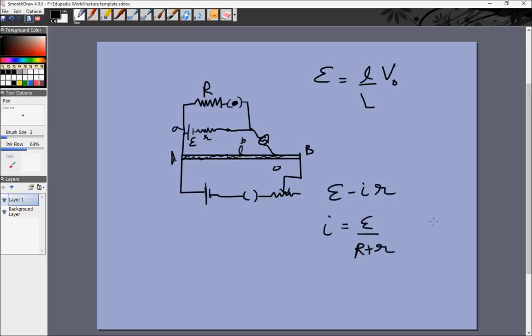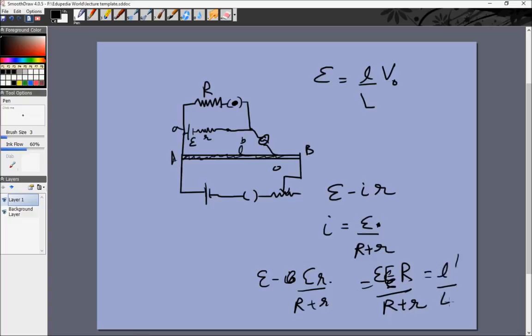Again, the good thing about potentiometers versus voltmeters is that we are not absorbing any current from this circuit, so this circuit will just behave as a standard circuit with two resistances in series. Putting this value here, we'll get E minus E by R plus r times small r, which is E into capital R by R plus r. So this is the new potential difference, and this, let's say, is equal to l dash by L times V naught.